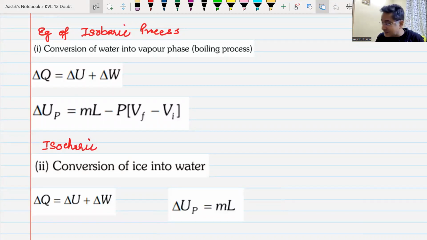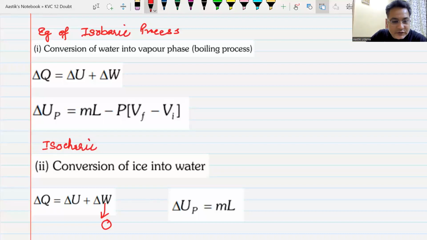Do we understand this? So this is 0 here because the change in volume between ice and water is very, very small. We understand this? Now I will give you 2 minutes to note it down.